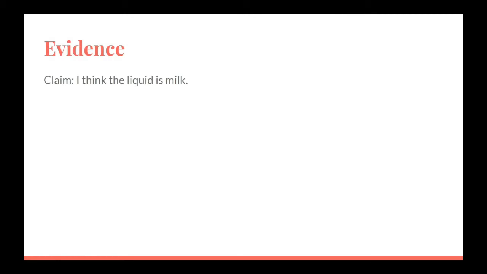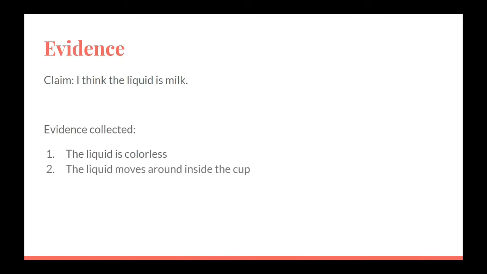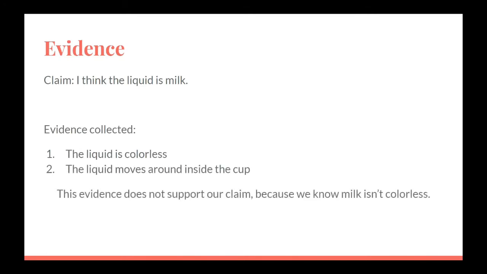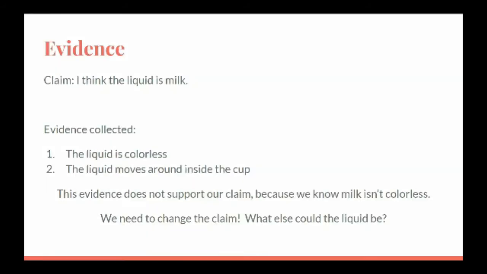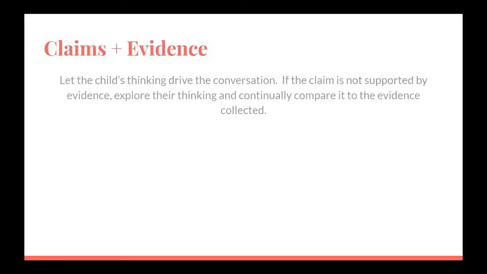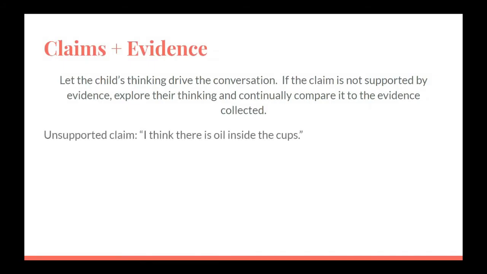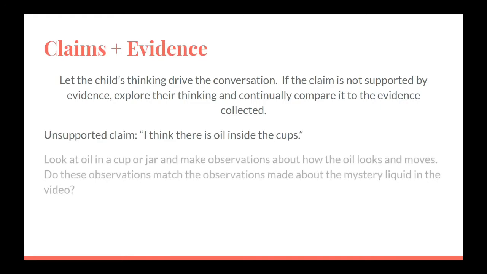Let's go back to that anti-claim we referenced earlier. If you asked whether the liquid is milk, the evidence we've collected doesn't support that claim. Once your child has explained why the liquid could not be milk, you can ask them what they think it might be, and at this point, they should be able to make a better claim. If your child has a claim that's not supported by evidence, you might choose to pause the video and explore that claim. For example, what if your child says, I think there's oil inside the cup? That would be a perfect moment to go to your kitchen and grab a bottle of oil if you have one, and mimic the movements of that cup.